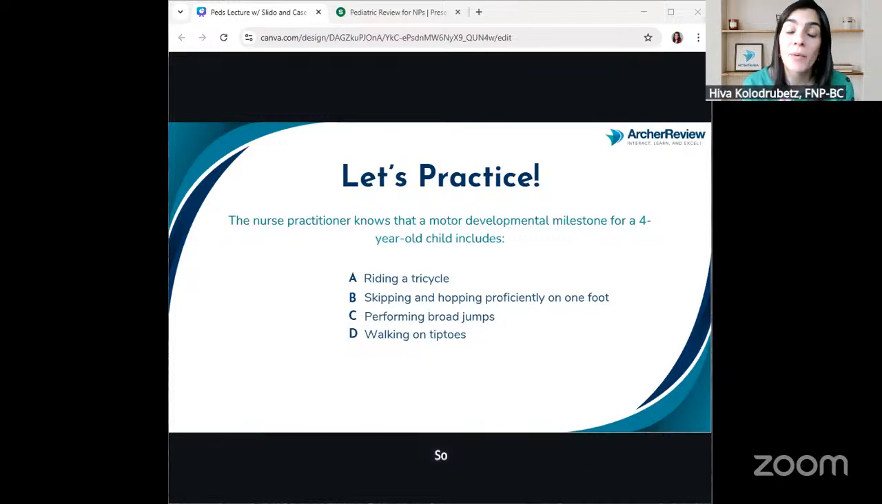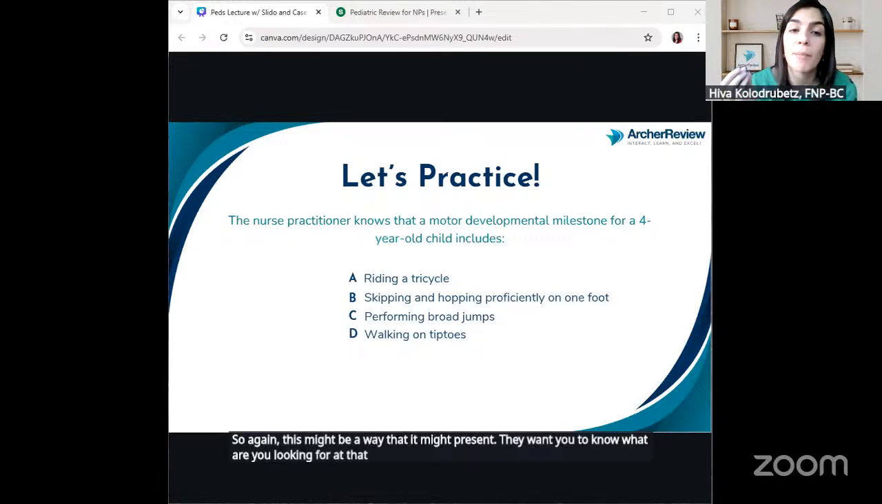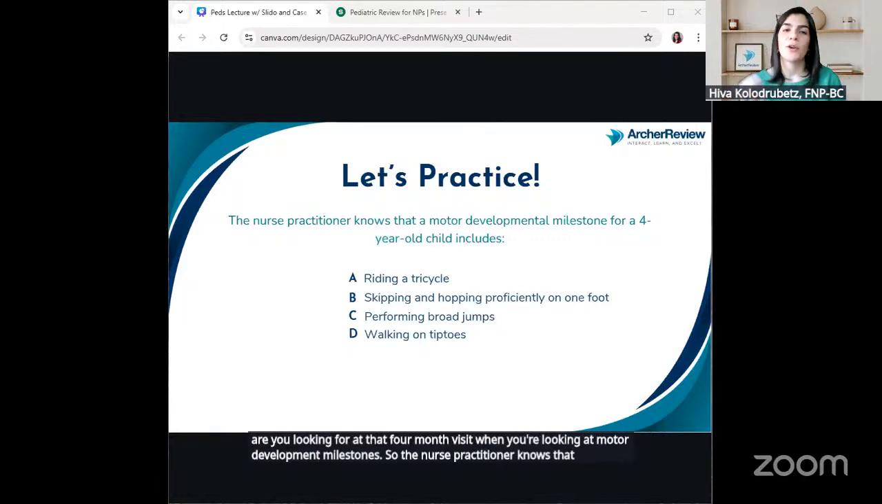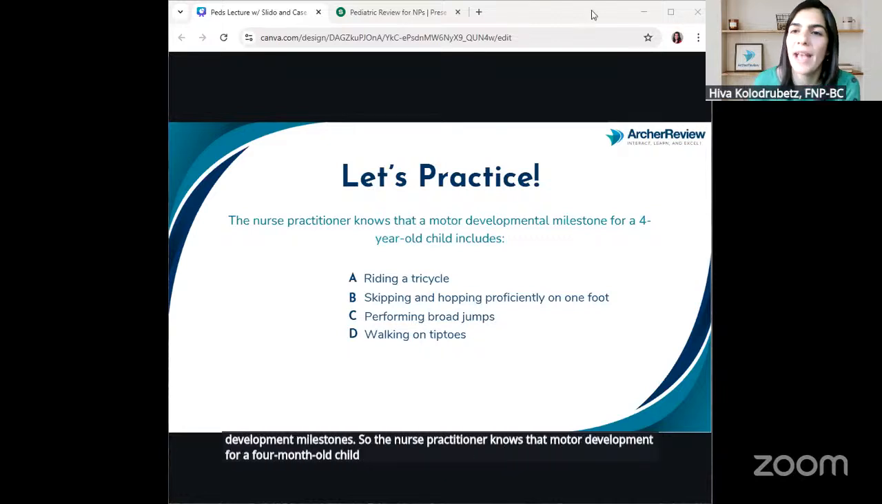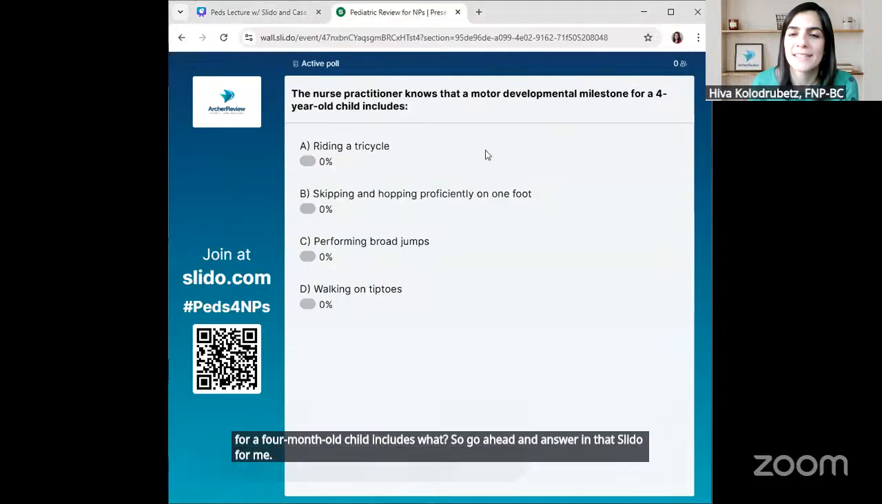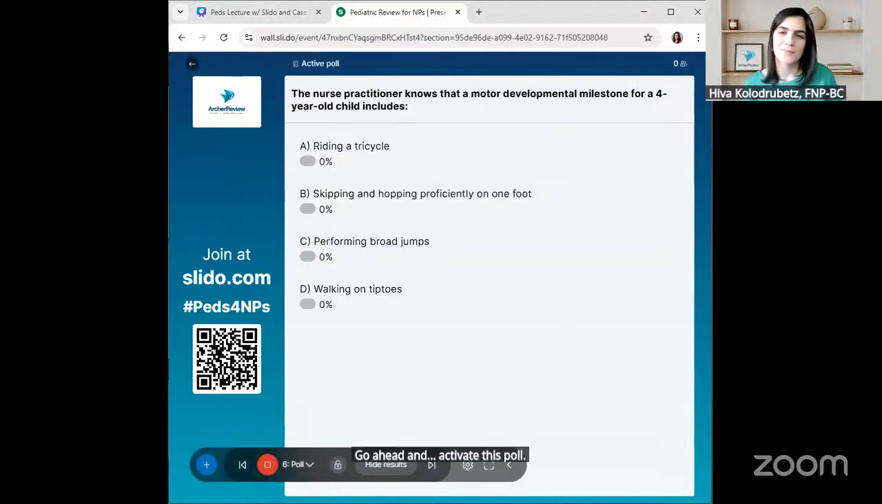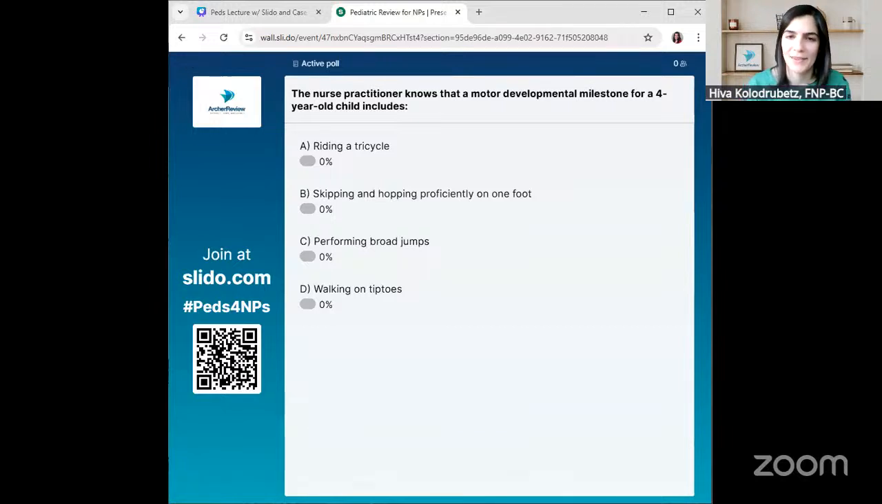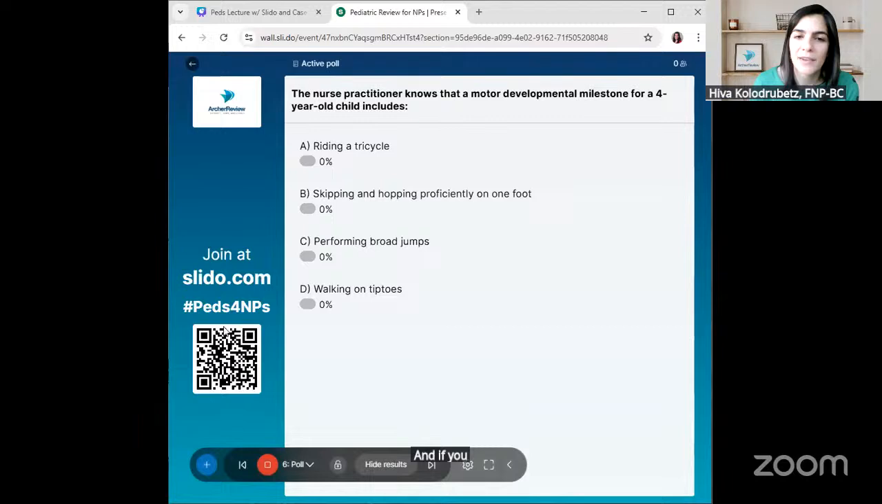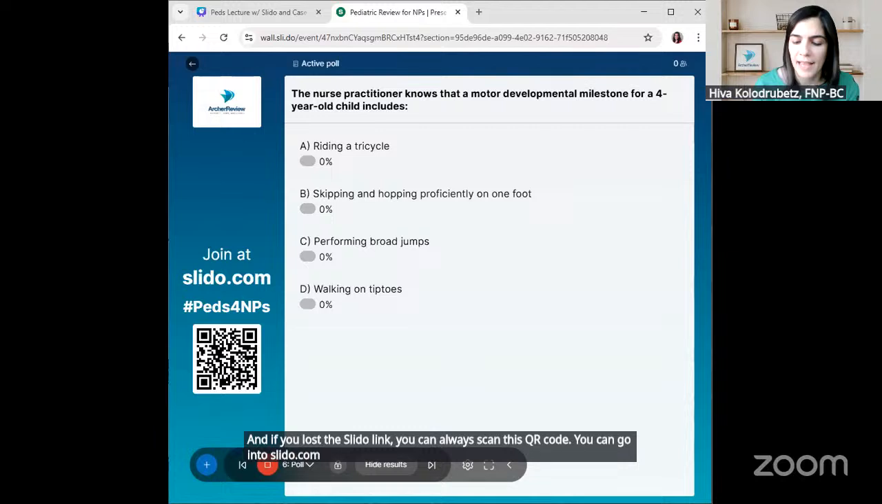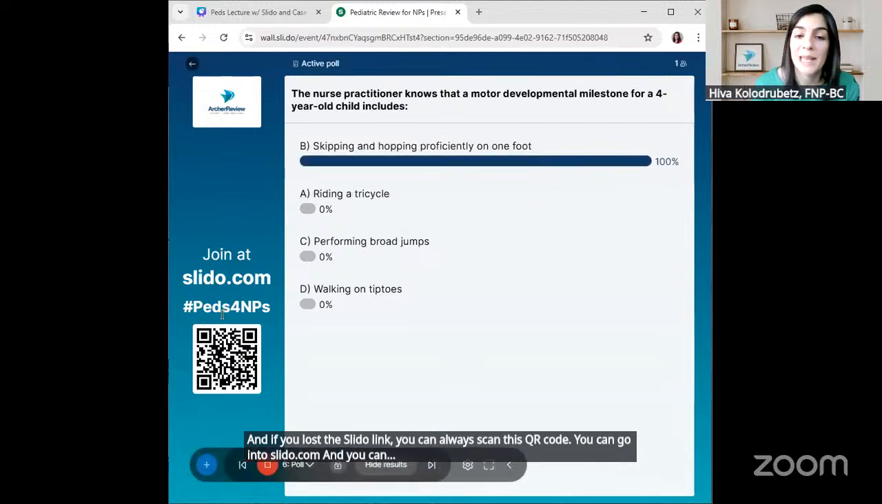So again, this might be a way that it might present. They want you to know what you are looking for at that 4-year visit when you're looking at motor development milestones. So go ahead and answer in that Slido for me. Go ahead and activate this poll. And if you lost the Slido link, you can always scan this QR code. You can go into slido.com and put in the hashtag PEDS for NPs.